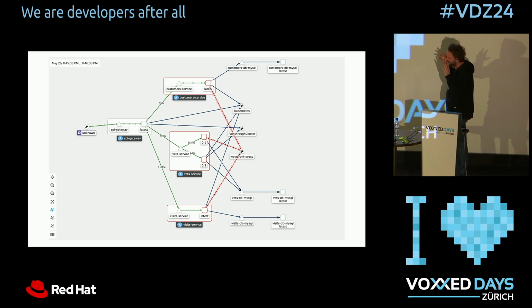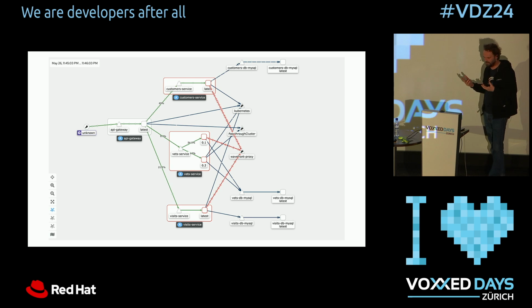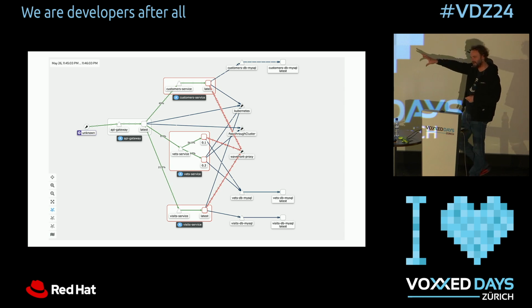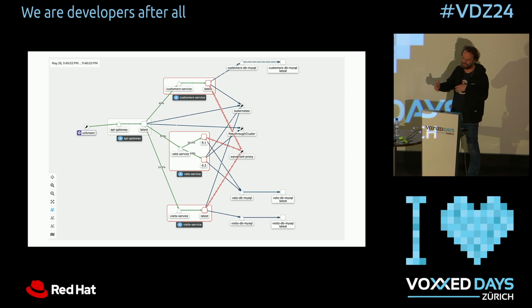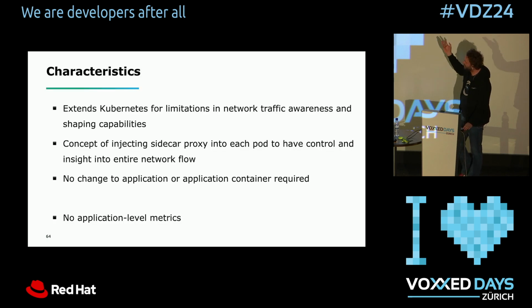There are some measurements and graphs that I normally don't like to show, because each application is different, and I can't say for sure how much impact you will have on your individual one. My recommendation is more like, try it out. You can also do it partially, so you can say, I want to select this namespace and only inject those pods in that namespace, and then get a feeling for whether this technology is a thing for you or not. All right, as I said, it extends Kubernetes for the limitations in network traffic awareness and traffic shaping by injecting such a sidecar proxy into each pod.